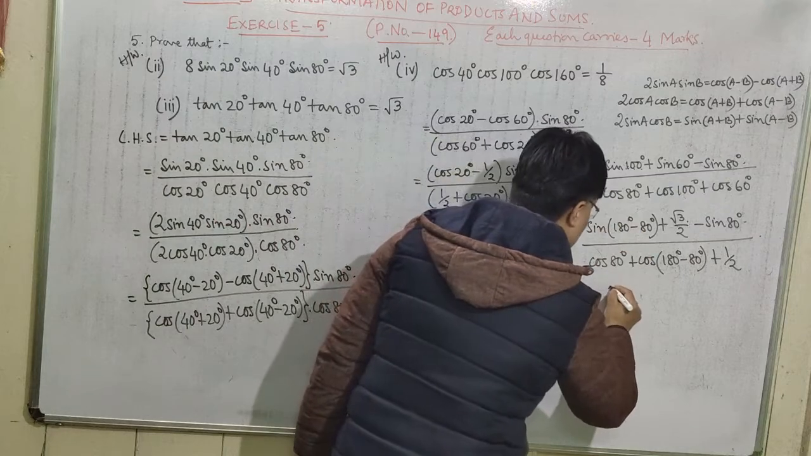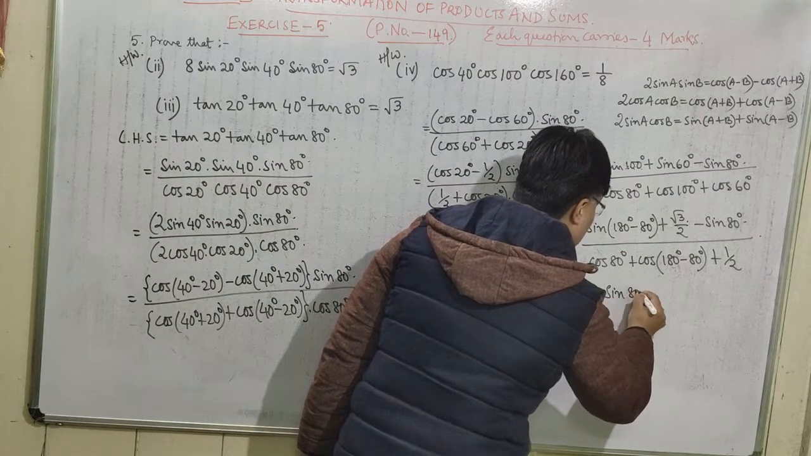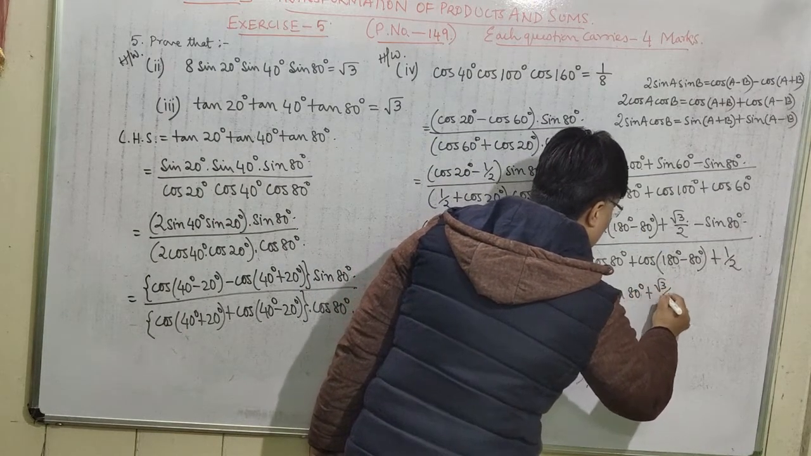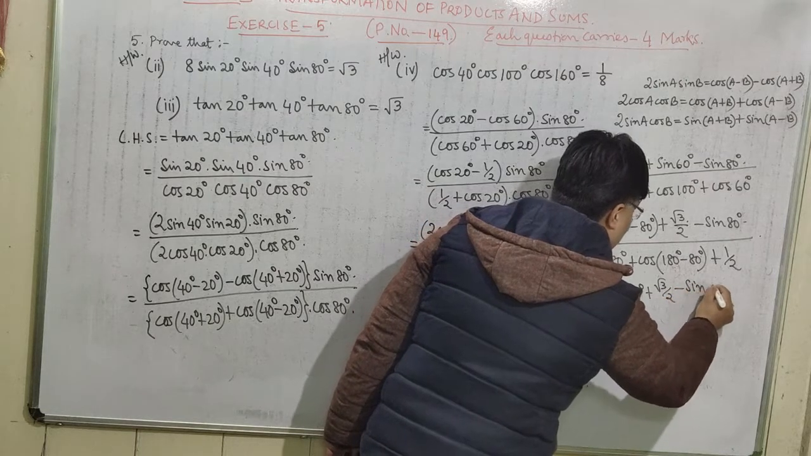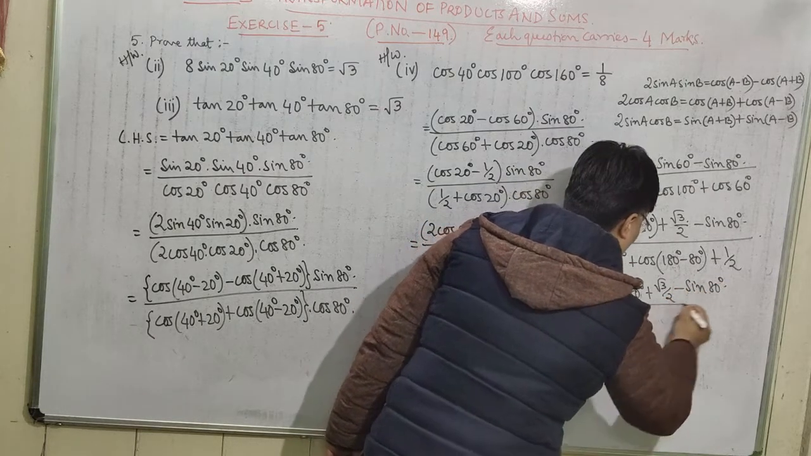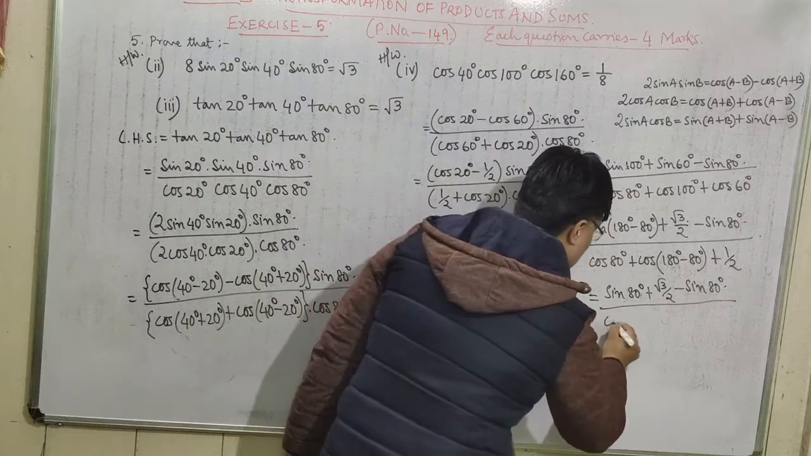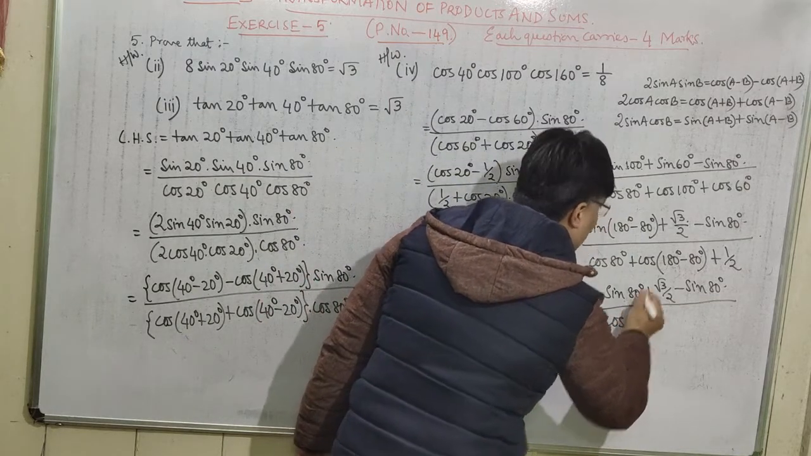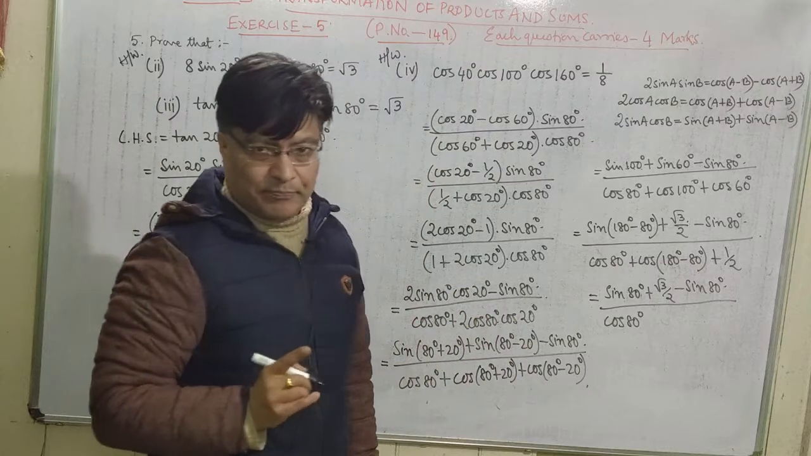What is sine 180 minus theta? Sine theta, that is your sine 80 degree plus root 3 by 2 minus sine 80 degree. So this whole divided by, this is your cos 80 degree. Now what is cos 180 minus theta?